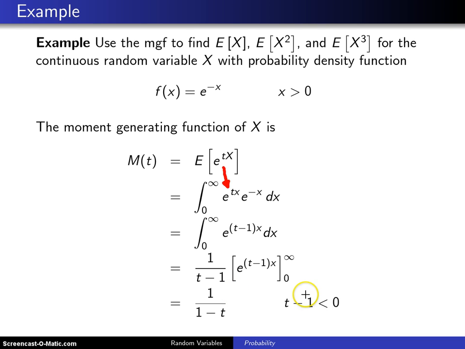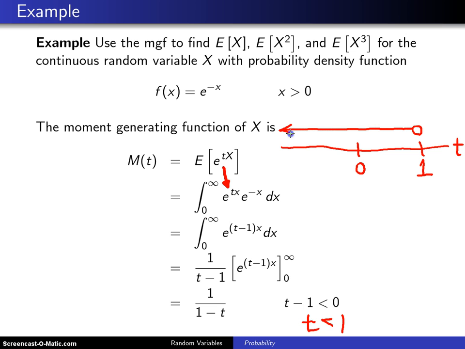Now, one more thing to notice: t minus 1 is less than 0 is the same as saying t is less than 1, if you add 1 to both sides of that inequality. And I'm going to draw an axis here with t, and I'm going to put 0 right here, and here is 1. So our moment generating function is defined for all t values which are less than 1.